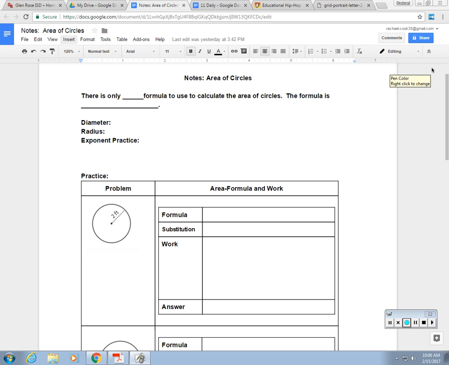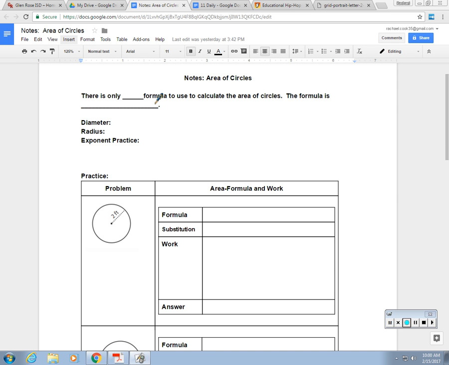Alright, yesterday, circumference of circles, we had two different formulas. Today, when we find area, how many formulas are right there? One. There's one. So there is only one formula to use to calculate the area of circles, and the formula is area equals pi r squared.